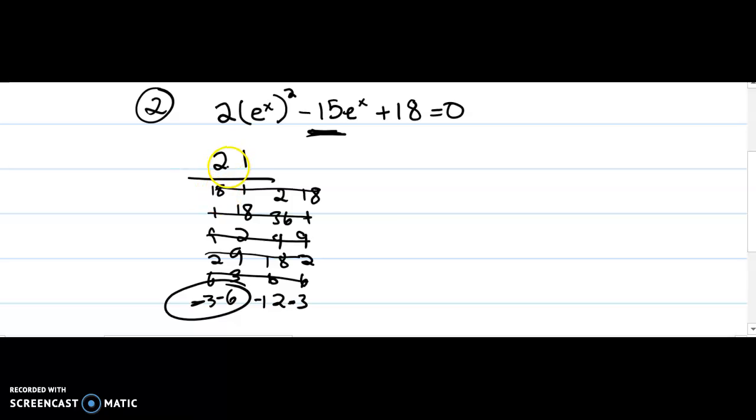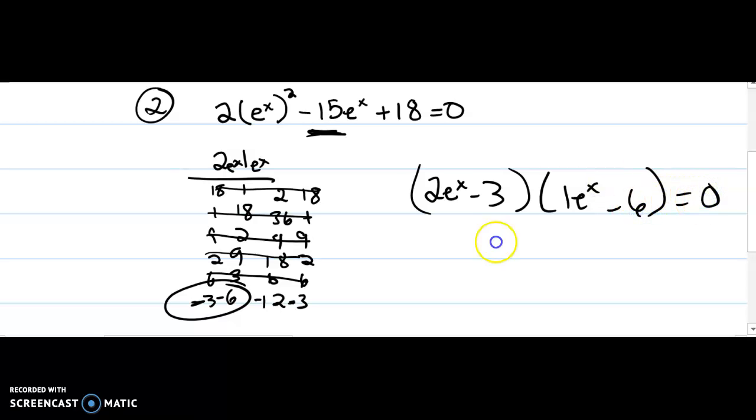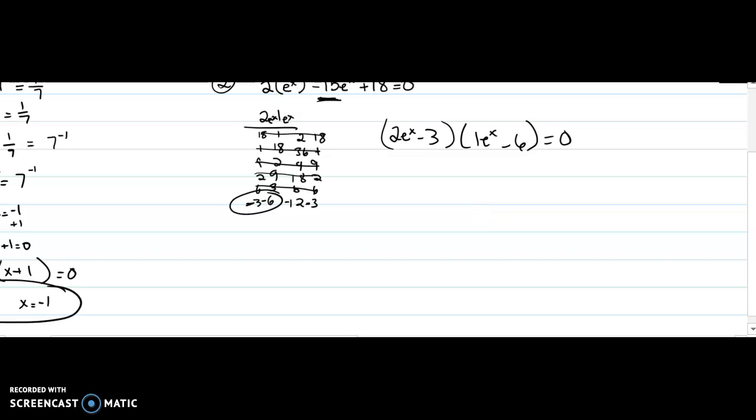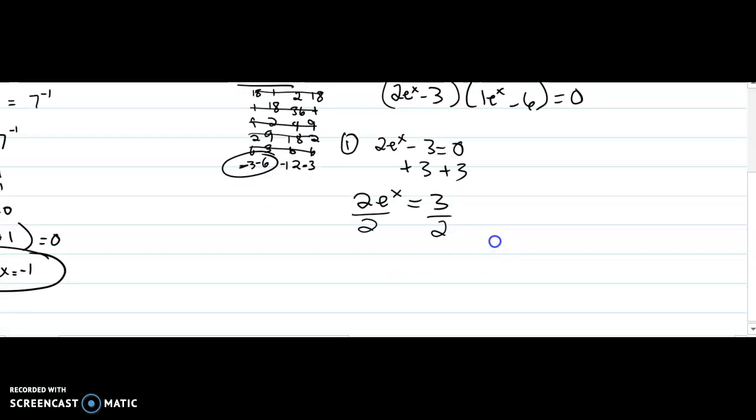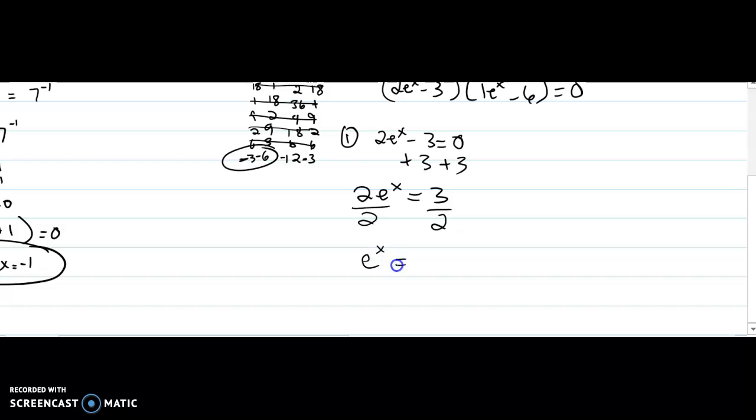I write my answers vertically. Remember, the only difference with this problem is we have e to the x up here. So I have 2 e to the x minus 3, 1 e to the x minus 6 is equal to 0. Then I set both of these equal to 0. The first one, 2 e to the x minus 3 is equal to 0. I want to get the exponential by itself, so I add the 3. Now I have 2 e to the x is equal to 3. Still not by itself, so I have to divide by 2. Now I have e to the x is equal to 3/2.